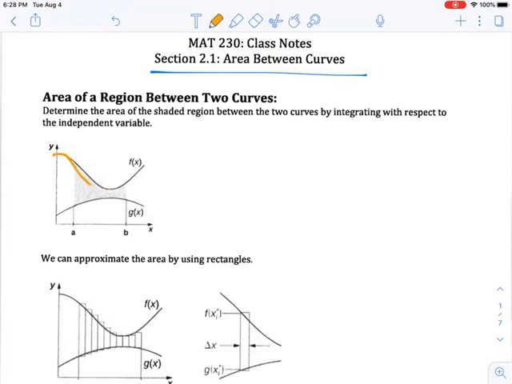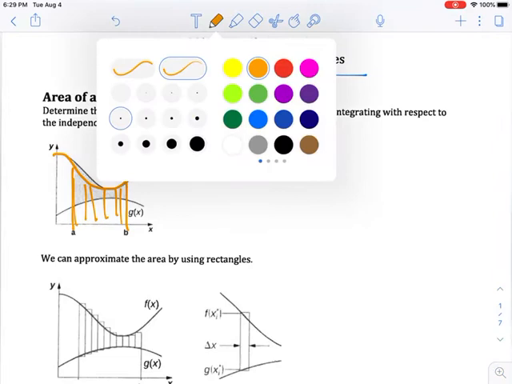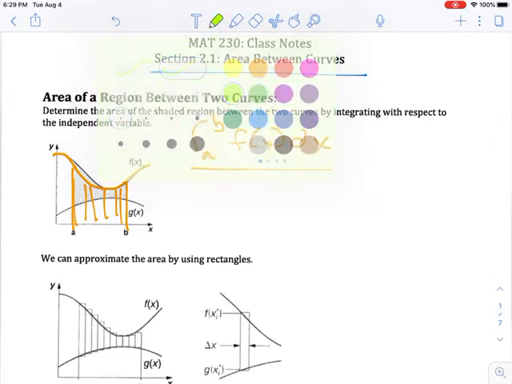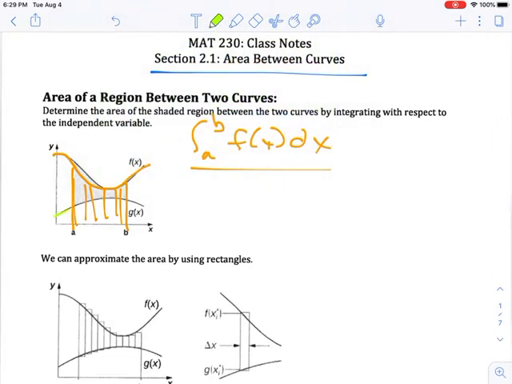We have f of x, and again, we could say, okay, the area underneath the curve of f of x dx, which would be all of this area in here, could be found with that integral. If we wanted to find the area underneath g of x, which is right here, we could do the integral from a to b of g of x dx. And that would give us all of this area underneath here.